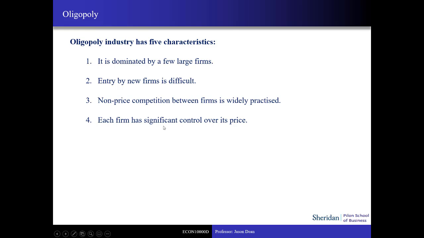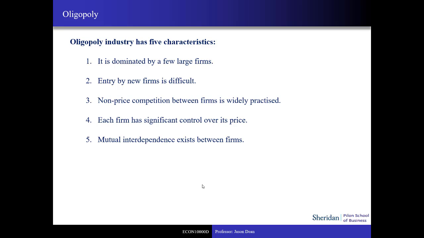Each firm has significant control over its price, meaning they can change their price and not lose all of their sales. If they increase it, it's not like the perfectly competitive environment. However, there is a mutual interdependence between firms. So let's elaborate on what I mean by this.